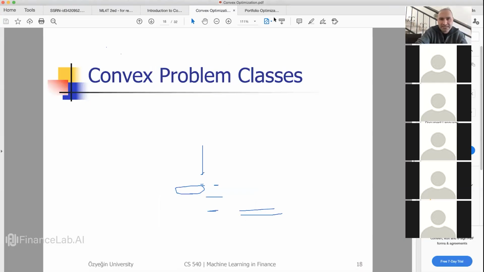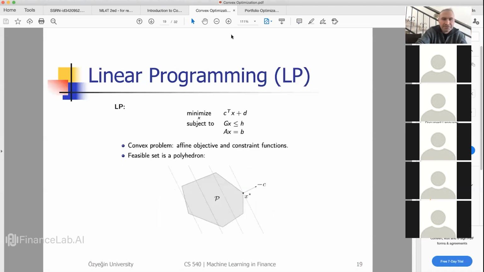So in this case, if we look into the convex problem classes, there are different problem classes. Convex problems can also have subtypes, and some subtypes are easier to solve than others. For instance, one example is linear programming. In linear programming, the objective function as well as the inequality constraints are linear.